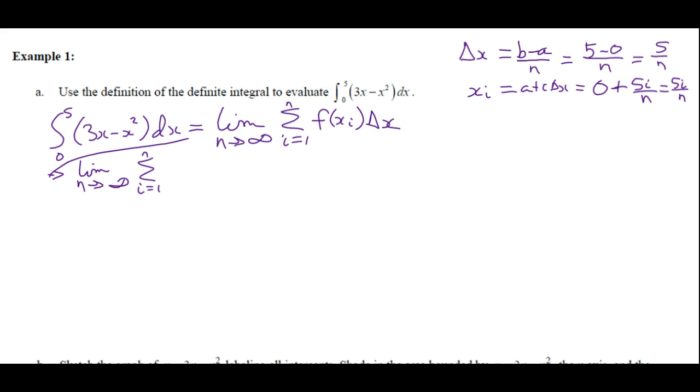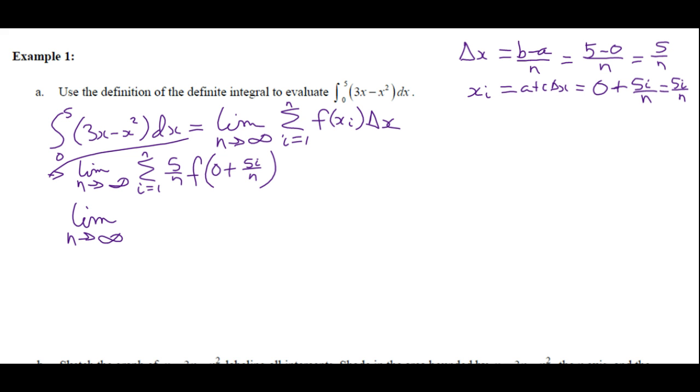Sum, i equals 1 to n. Let's do the delta x first. So 5 over n, and f of x sub i, which we have figured out is 0 plus 5i. So let's write the whole thing in there, just in case a isn't 0. So we actually have to put a number in there. Like, if it was from 1 to 5, this would be 1 plus 5i over n. Okay, so now we can keep going.